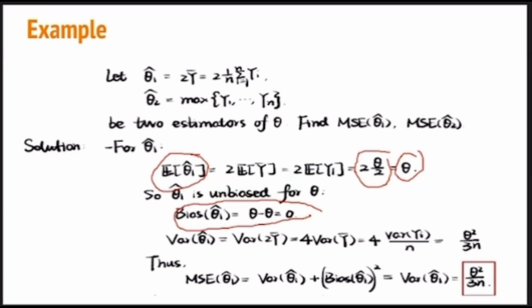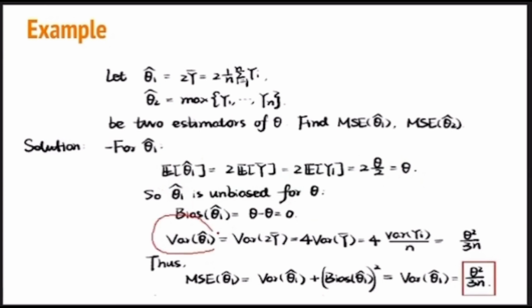Okay, now we're still focusing on theta cap 1. What is the next thing to do? The next thing is to obtain the variance, right? Then the variance of 2y bar. You remember, 2 is a constant, right? That will be 2 squared times the variance of y bar, right? What is the variance of y bar? The variance of y bar will be the variance of y divided by n. You see that?